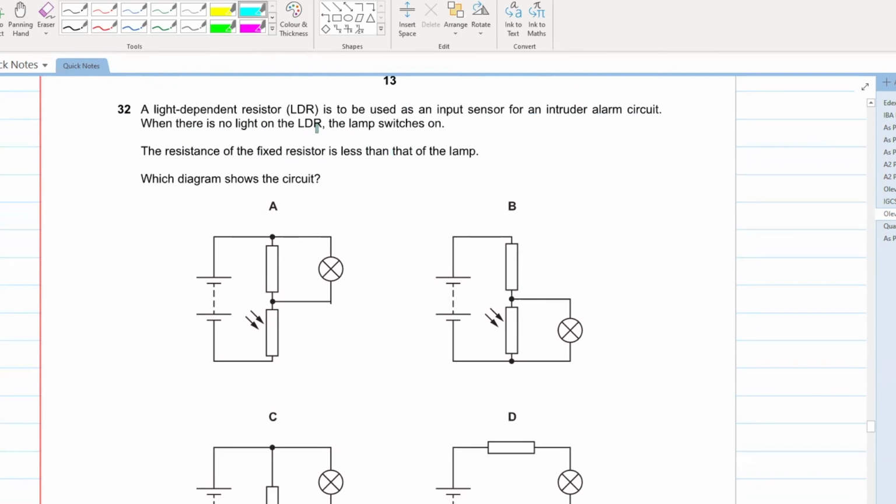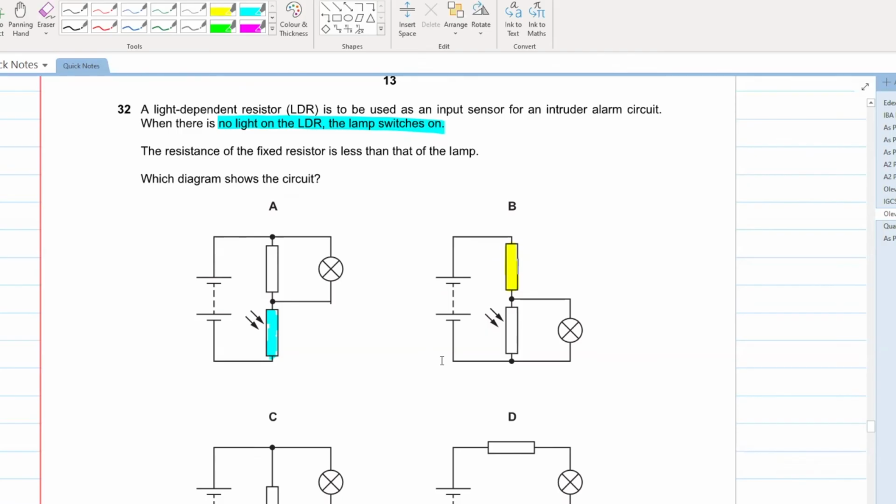Let's see. A light dependent resistor is to be used as an input sensor for an intruder alarm circuit. So a light dependent resistor, LDR, is used for an intruder alarm system. When there is no light on the LDR, the lamp switches on. Let's highlight this as well. The resistance of the fixed resistor, that is this resistor, is less than that of the lamp. Which diagram shows the circuit?